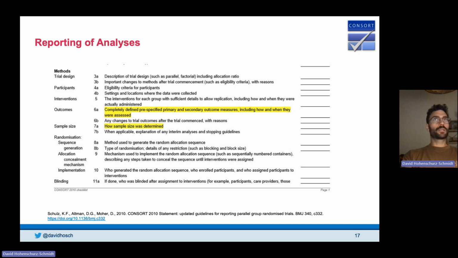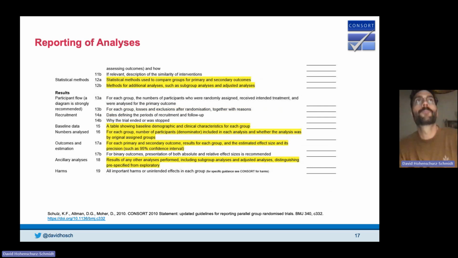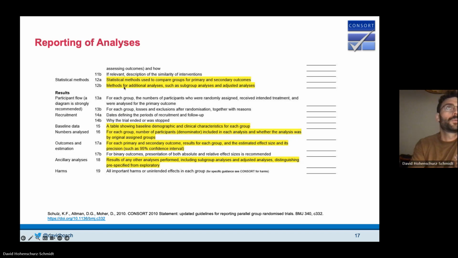If we look at the CONSORT checklist, this is the minimum amount of stuff that people should be reporting for their RCT. I've highlighted here all the things that authors should report with regards to their data and their statistical methods. What were the methods used to compare groups for primary and for secondary outcomes? Which additional analyses were used? Subgroup analyses, adjusted analyses, sensitivity analyses.